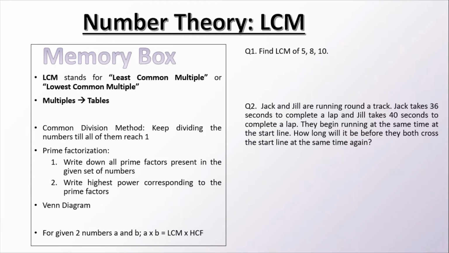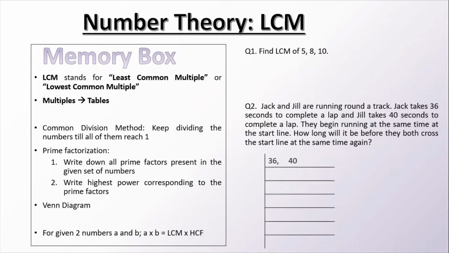Let us try and understand how the common division method works. We write both the numbers whose LCM is to be found, and we start with the lowest prime factor. The lowest prime factor that we know is 2. 2 can divide both 36 and 40 to give me answers 18 and 20 respectively. Furthermore, 2 can still divide 18 and 20 to give me my answers 9 and 10 respectively.